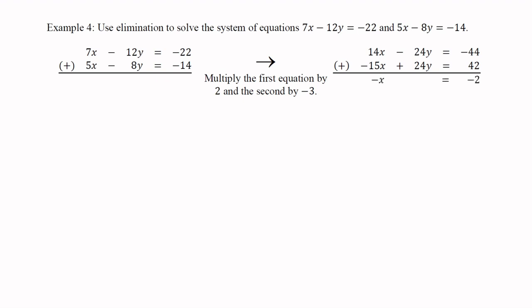So we're left with 14x minus 15x, which is negative x. Negative 44 plus 42 gives us negative 2. And then multiply each side by negative 1 to get us x equals 2.